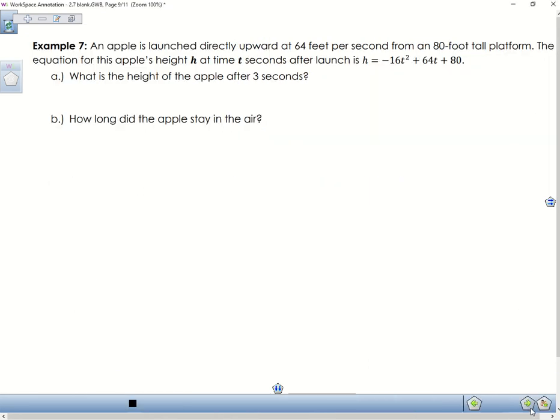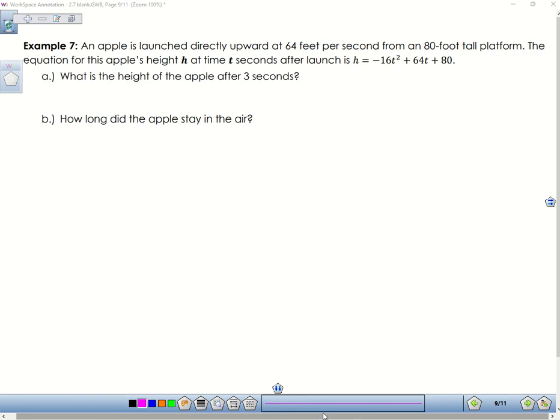Alright. So this question says, an apple is launched directly upward at 64 feet per second from an 80-foot tall platform. The equation for the apple's height at the time t seconds after its launch is equal to this. Okay? What is the height of the apple after 3 seconds? Well, if they give us the time, what can we do with it? Yeah, we can just plug it in for t. So all we have to do is plug in for t.